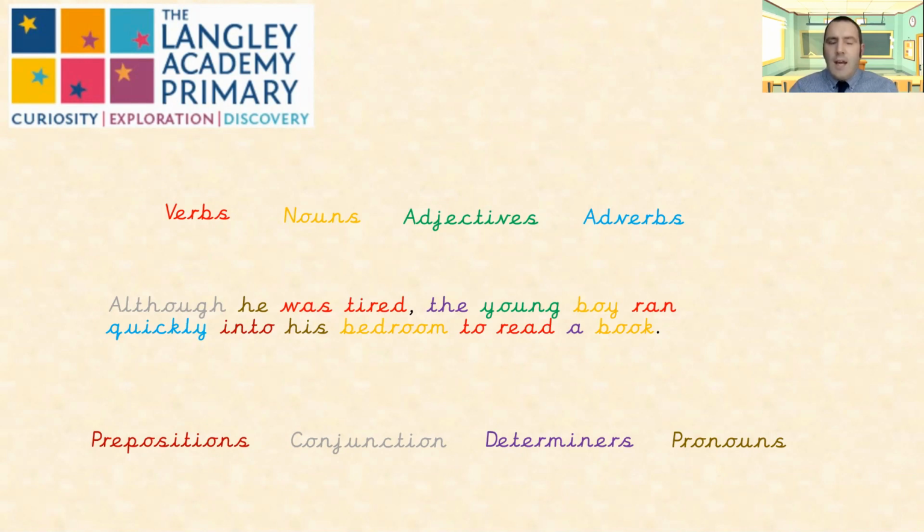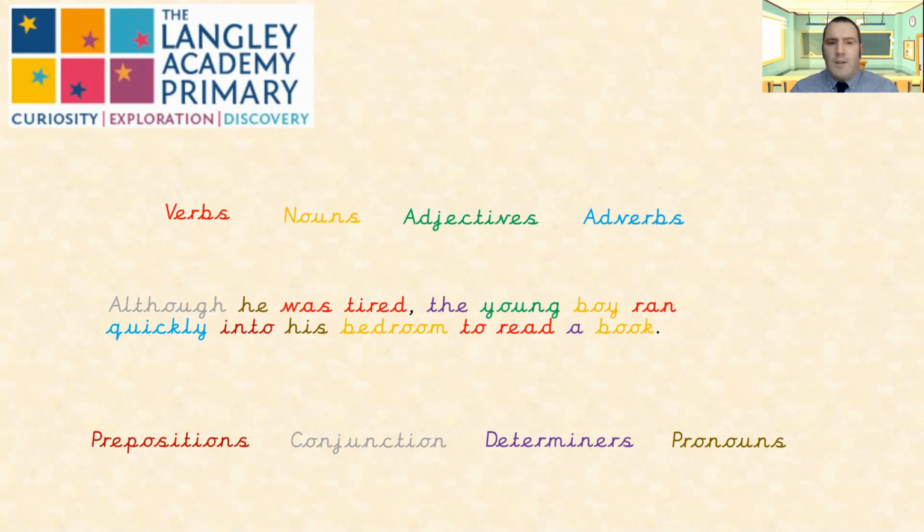And if you take bits of them out, so for example, if you took out "tired": "Although he was, the young boy ran quickly into his bedroom to read a book." The sentence doesn't quite make sense anymore. If we took the pronouns out, for example, "he" and "his": "Although was tired, the young boy ran quickly into bedroom to read a book." Again, this sentence doesn't make sense because we've taken out those important parts.